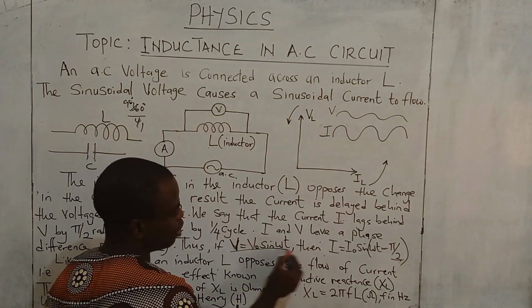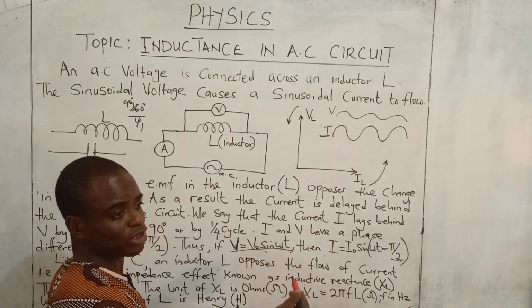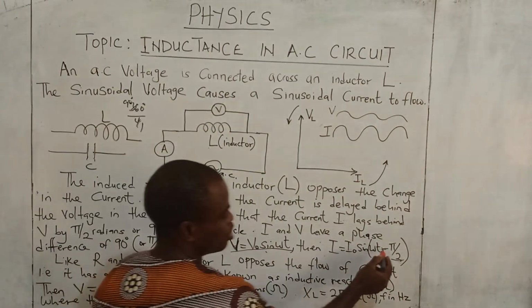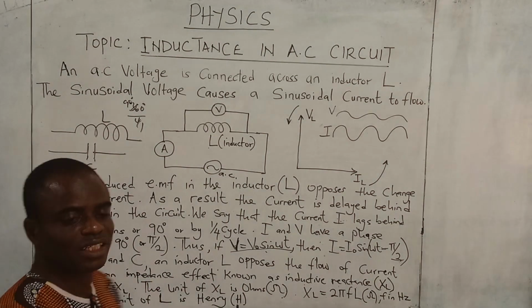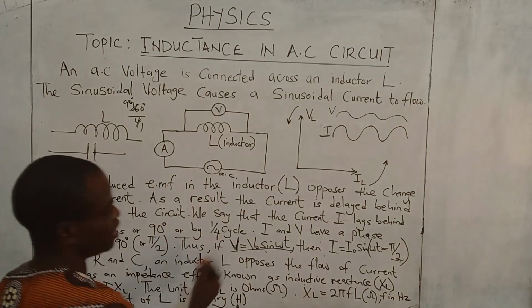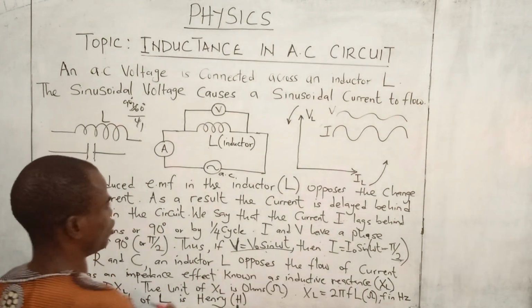This is an important formula you must know: V equals V naught sine omega t. But when you're under capacitance of a capacitor, that is capacitance in an AC circuit, it will be positive. But under resistance in an AC circuit, voltage and current are in phase. They are in phase together.